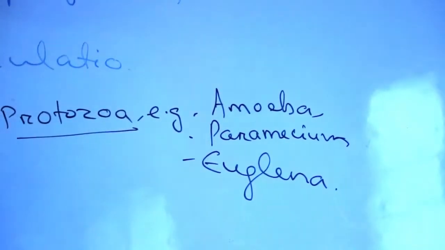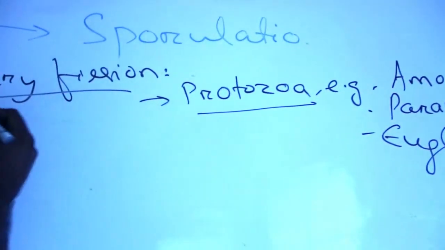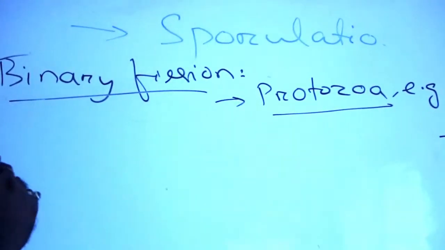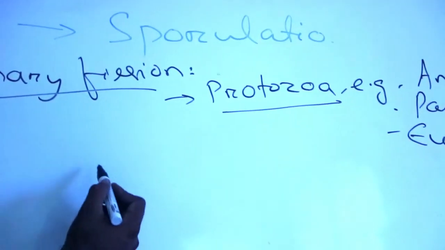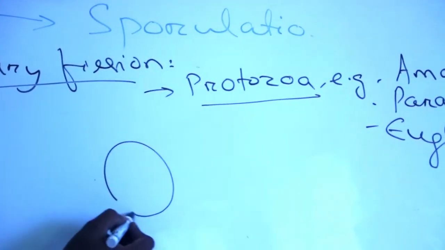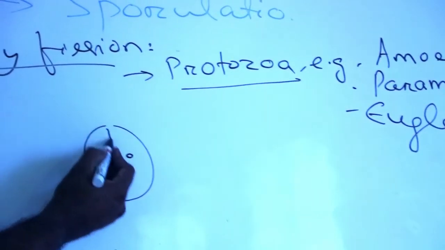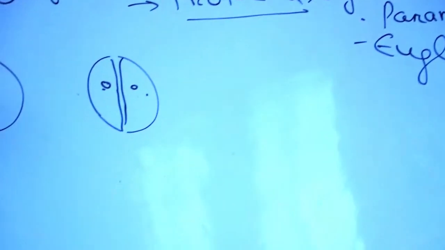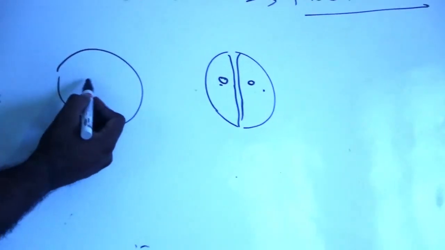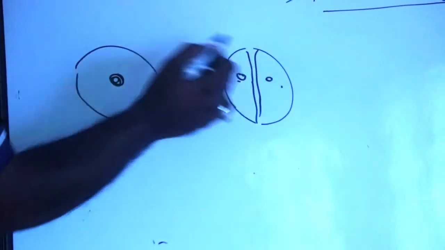Protozoa during favorable condition reproduce asexually by means of binary fission. Binary fission is one type of mitotic cell division. During binary fission, the protozoan cell divides simply by the mitosis method into two daughter individuals. Let this be a protozoan. Its whole body is a single cell, then its cell divides simply by the mitosis method to form two daughter individuals.